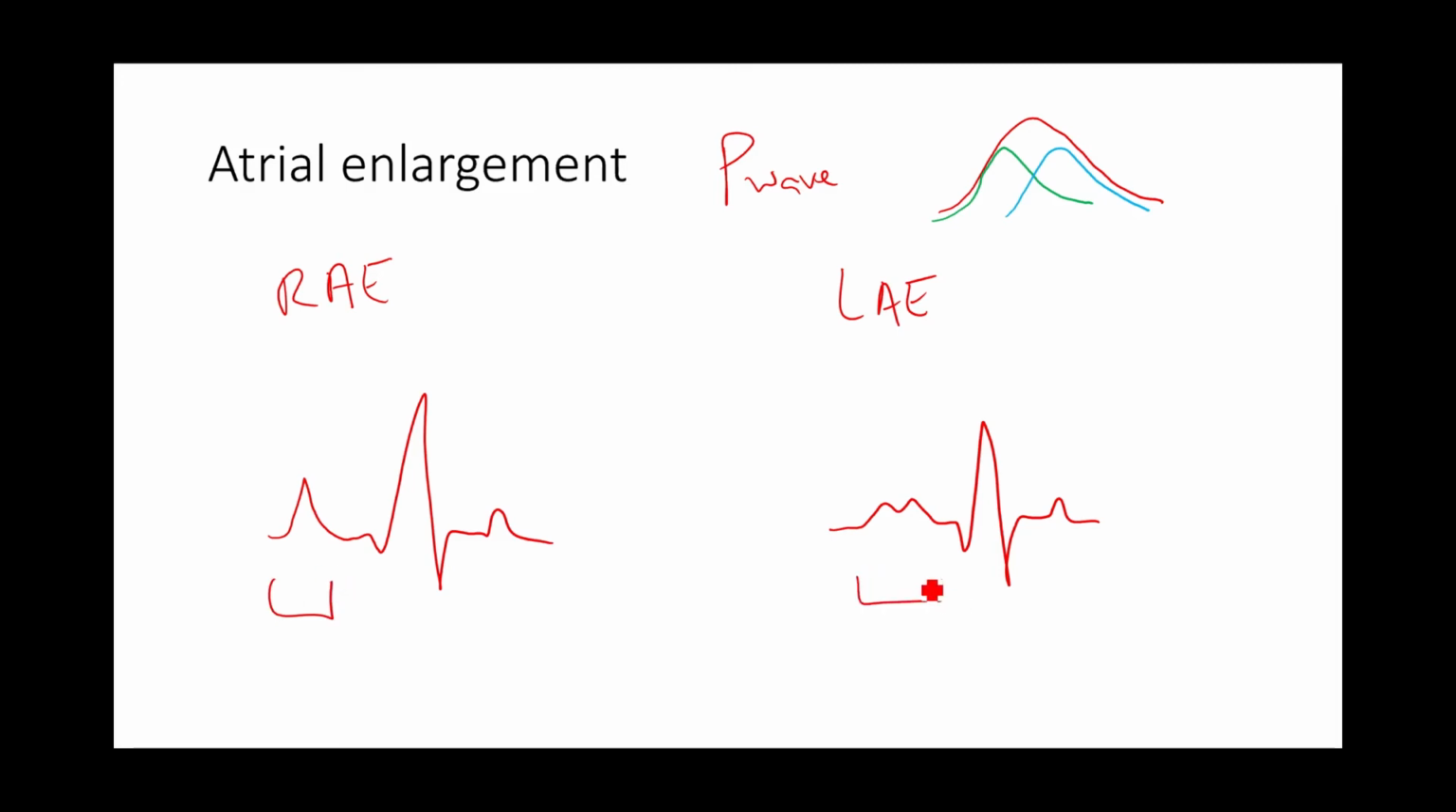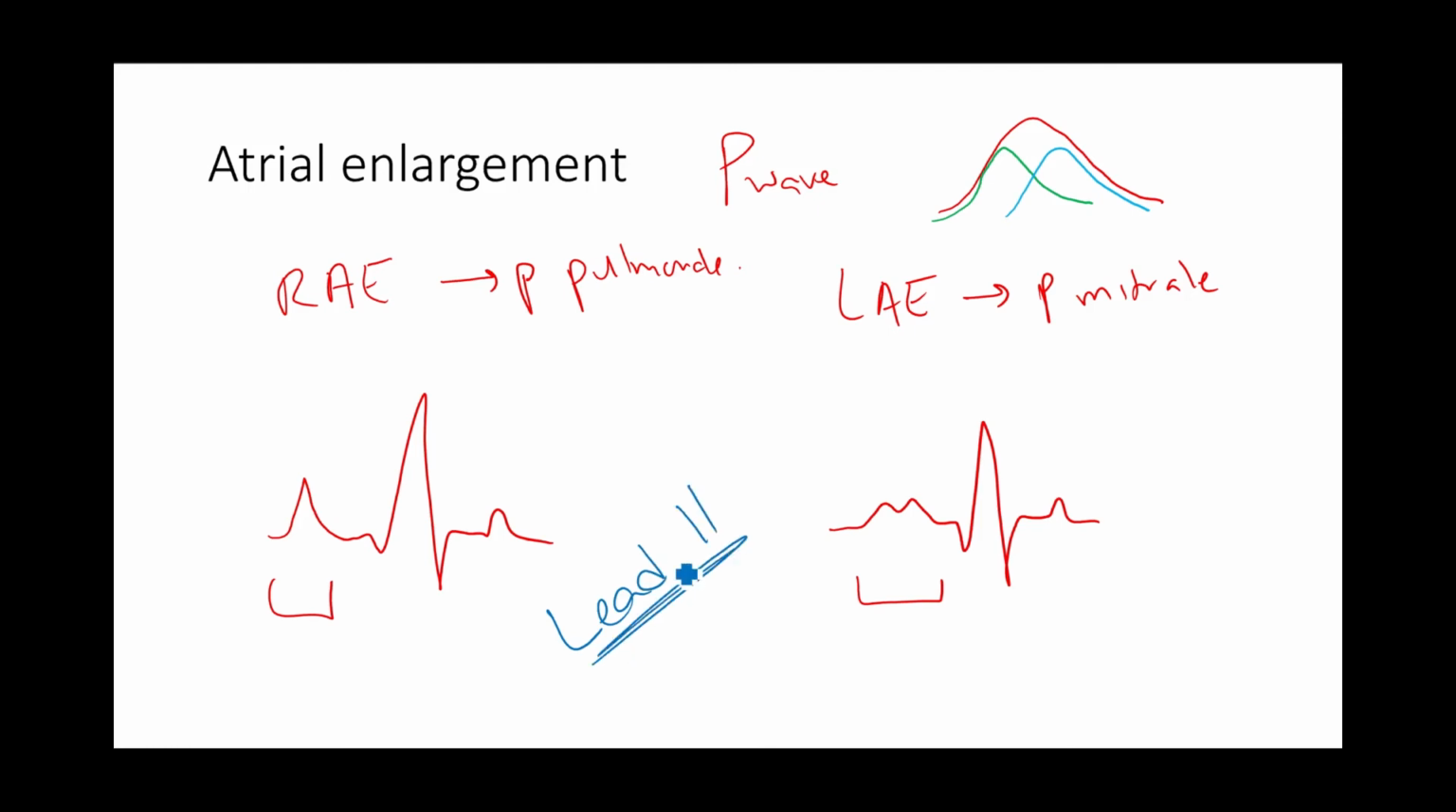Right atrial enlargement is also called P pulmonale, as it's typically seen in pulmonary conditions such as pulmonary hypertension, while left atrial enlargement is classically called P mitrale, as it's often seen in diseases such as mitral stenosis. Keep in mind that in both conditions, it's lead 2 which we are looking at.